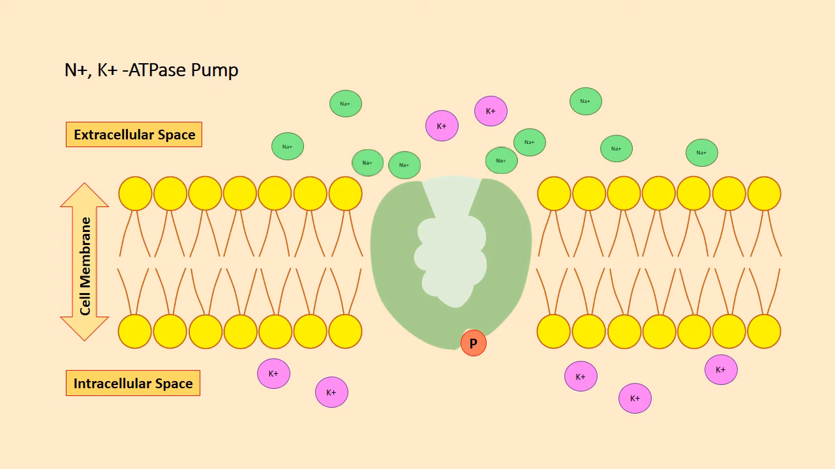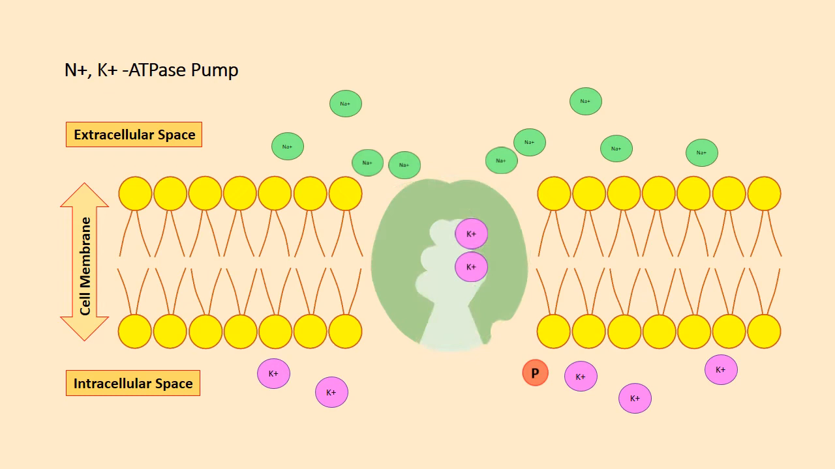The binding of two potassium ions to the pump separates the phosphate group from the pump, and the pump returns to its original shape and opens toward the intracellular space. Now the pump's binding affinity for potassium ions decreases, and two potassium ions are separated from the pump and released into the intracellular space. The whole cycle can be restarted.